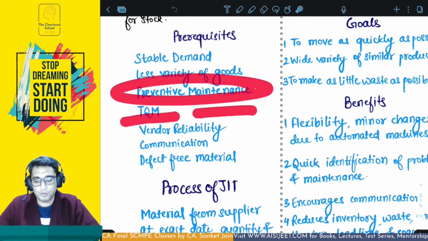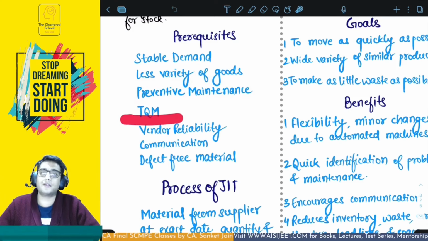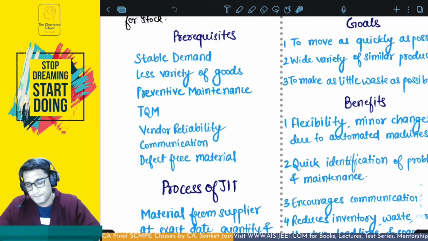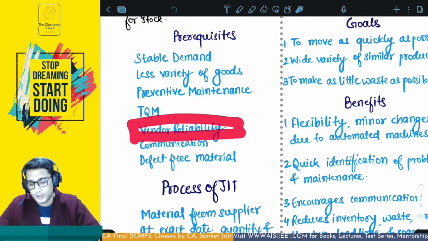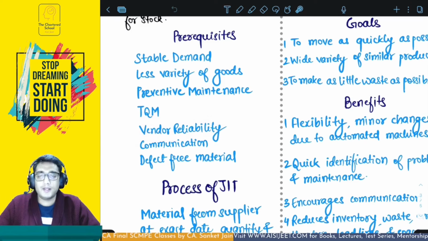TQM will focus on the quality aspect. We've covered this topic again in chapter number 2. So you can cover that up from the other video. Vendor reliability is very important. These 3 points go together. One thing is vendor reliability.